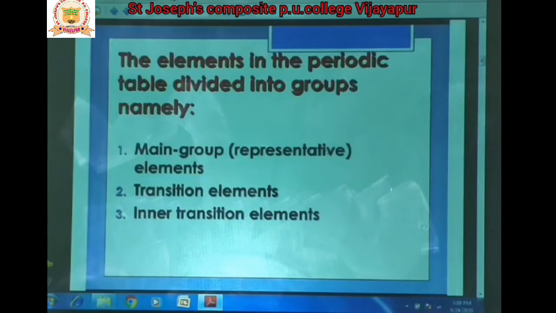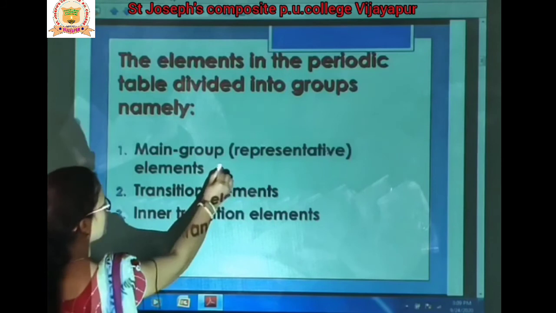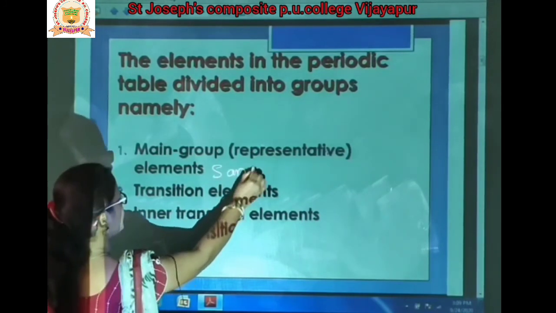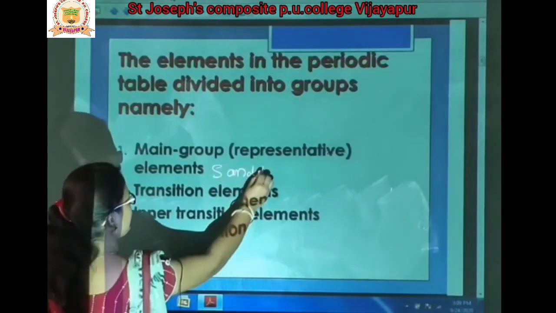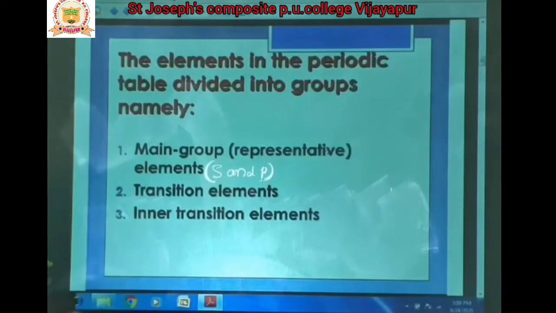Next, the elements in the periodic table can be divided mainly into groups. What are those groups? Main group elements or the representative elements. What are those? S block and P block together we call the main group elements or the representative elements. Main group elements are S and P block elements. We call them representative elements.